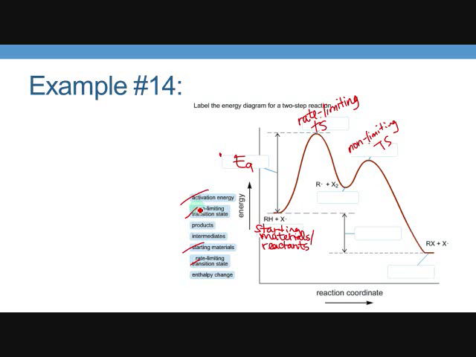Then the divot is the intermediates. And then this one over here to the farthest right, lowest, would be the products. And then the last distance, this right here, why does it keep doing that, is the enthalpy change.